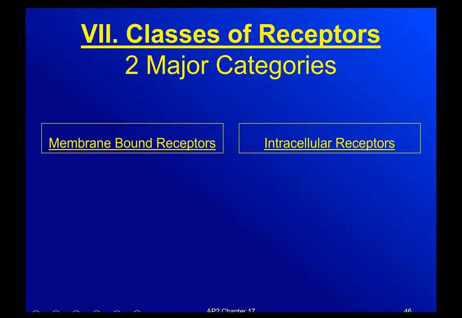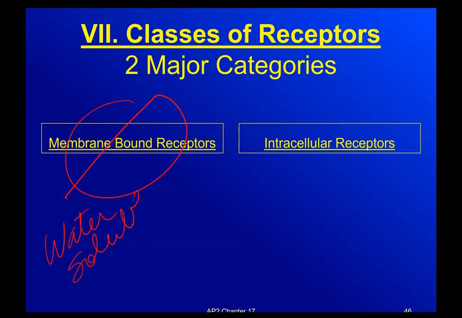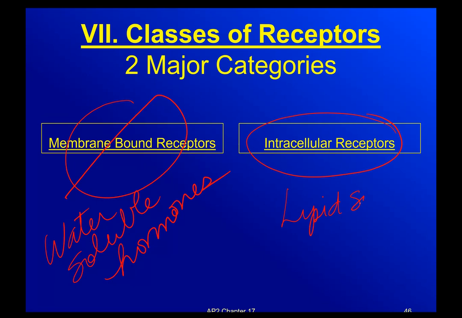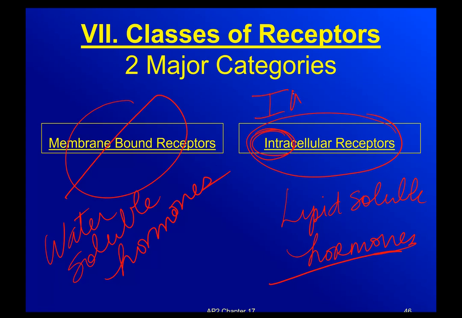All right, so that was the membrane-bound receptors with my water-soluble hormones. Now, intracellular receptors, lipid-soluble hormones. Okay? They're the only ones that can get inside the cell. Remember, intra means inside.